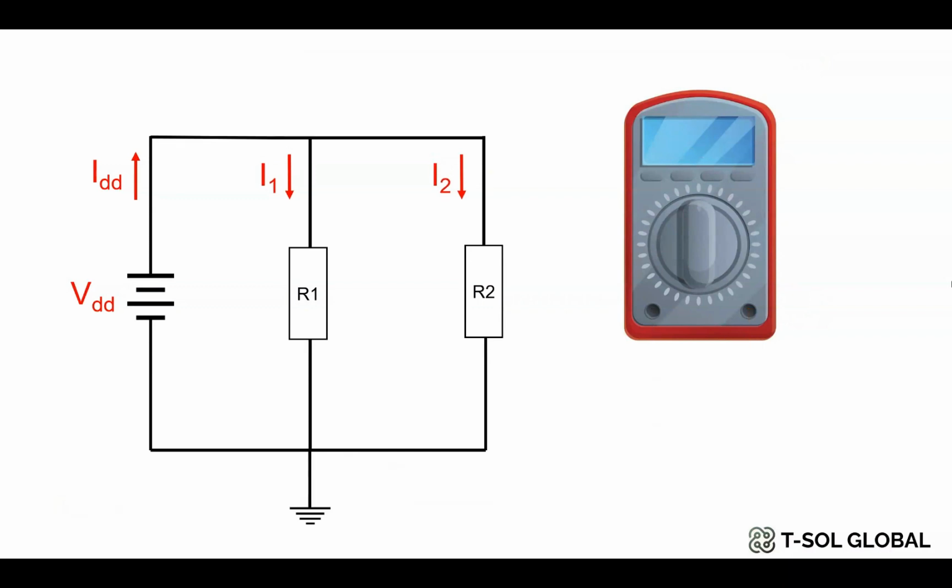Now moving into the next part of the video. Here we will mainly discuss how you can measure the current IDD in the same circuit with another method, which is by using the voltmeter as an ammeter.